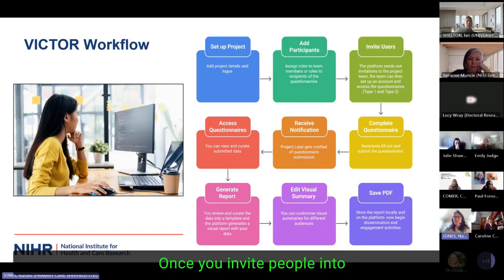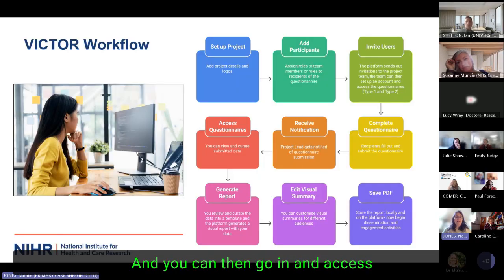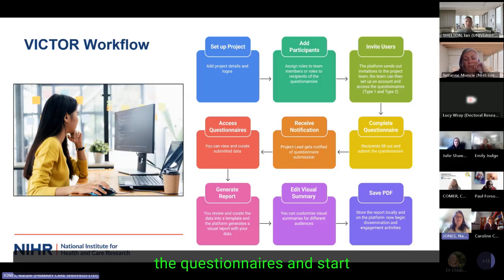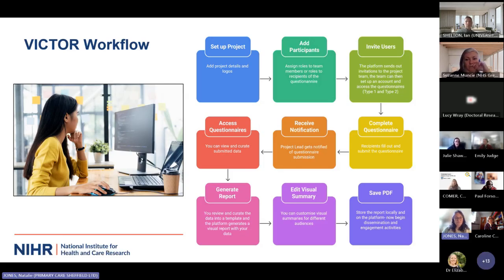Once you invite people into the project, it automatically sends out a questionnaire to the ones that are designated as a research team member or a patient, family or carer. And they receive that in their email inbox. They open that up and complete it and press submit. And then you receive a notification to say it's come back into the platform, and you can then go in and access the questionnaires and start to curate the data.